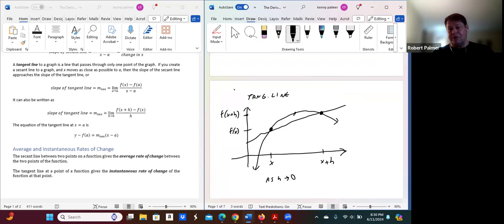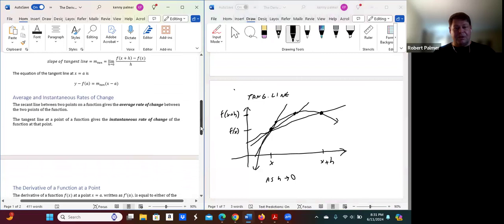once again, we're getting closer and closer to this point. So if h comes right here, you get the idea. There's a lot going on right there, but that's the idea. As h gets closer and closer to 0, this gets closer and closer to x, and the secant line gets closer and closer to a tangent line. So it does exactly the same thing. It's written in a different way.